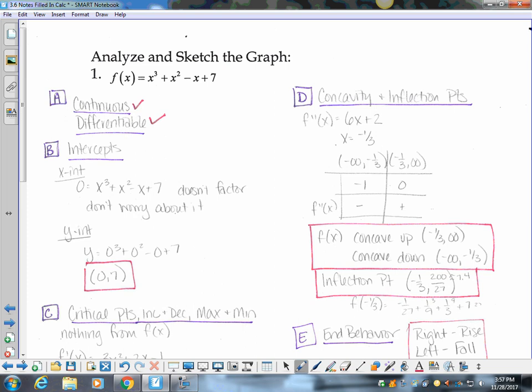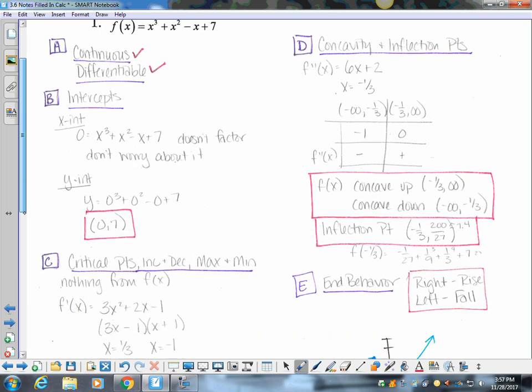Okay, so for number 1, he's cubic. So I know he's continuous and differentiable. So I state that. B, we're going to do the intercepts. So the x-intercepts, I'll plug a 0 in for my y. It doesn't factor. I could go graph it and get decimal stuff, but if it doesn't come easily, then don't worry about it. I know that sounds weird, but you don't have to worry about it. The y-intercept, you're going to plug a 0 in for all your x's, which is super easy, and you're going to get a 7, but make sure you write that as a point, (0, 7). So that's my y-intercept.